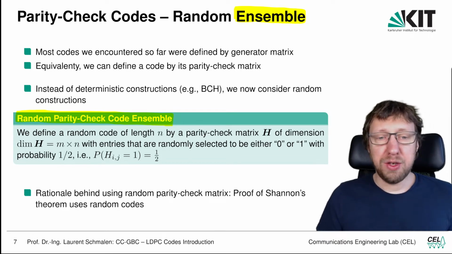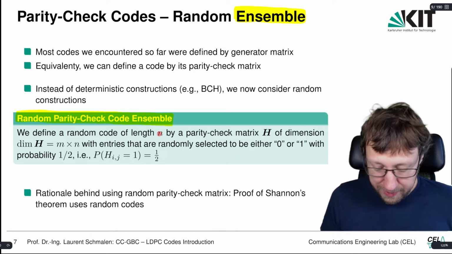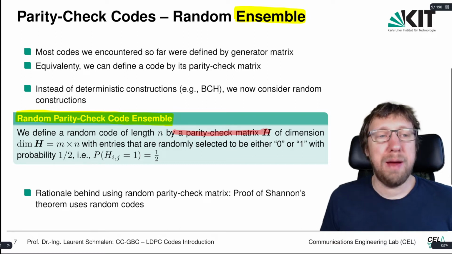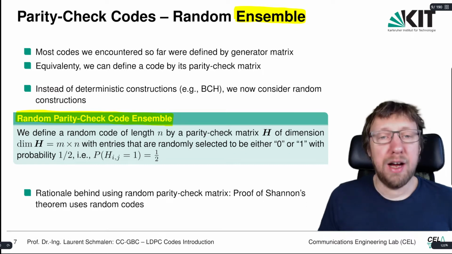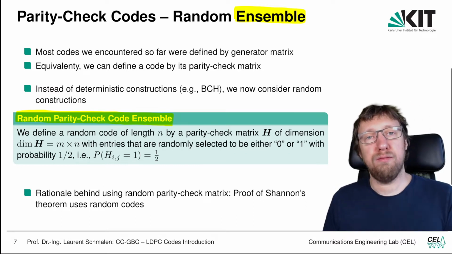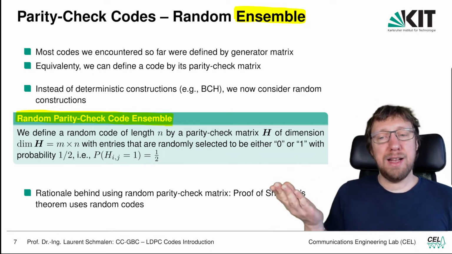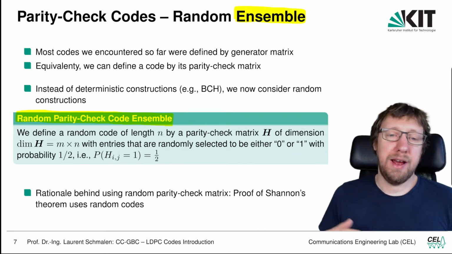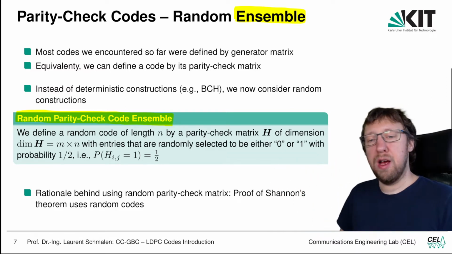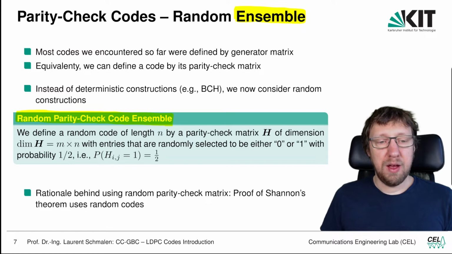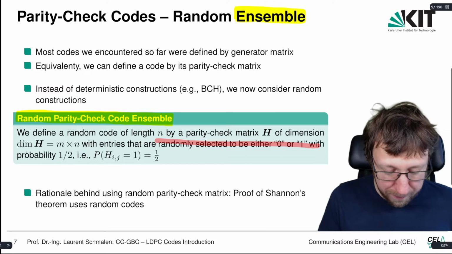So the random parity-check code ensemble is the following. We have a code of length n, defined by a parity-check matrix H of dimension m times n, and the entries are randomly selected to be either 0 or 1. We toss a coin: if it's heads, we take a 0; if it's tails, we take a 1. We do this for every one of the m times n entries of the parity-check matrix, so the entries are 0 or 1 with probability 1/2.